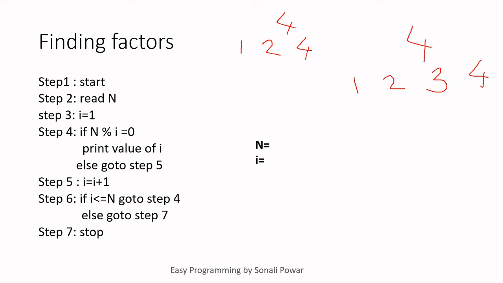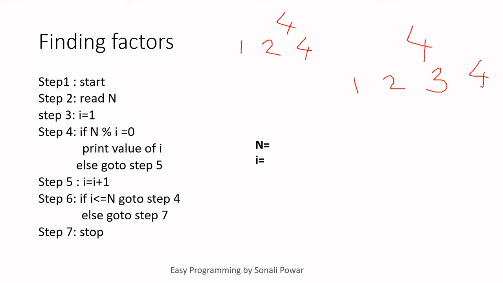तो मैं क्या चेक करूंगी, whether 4 is divisible by 1. If yes, then print the value 1. If 4 is divisible by 2, then print the value 2. If 4 is divisible by 3, it is not divisible, so don't print it. Go next. If 4 is divisible by 4, then display that value.